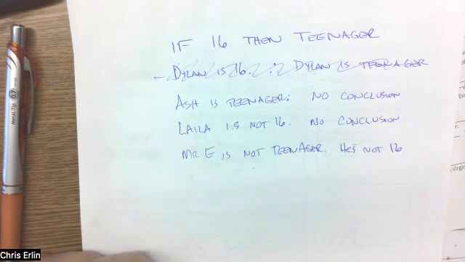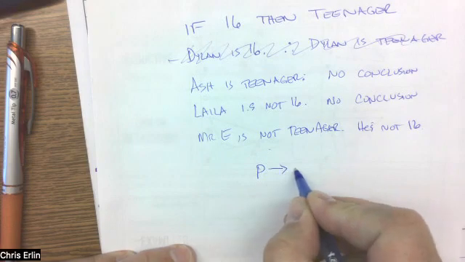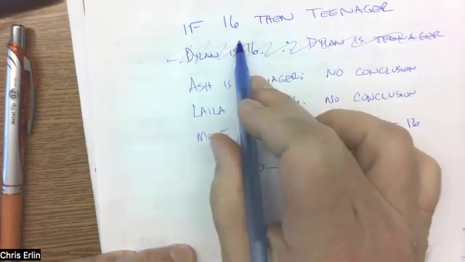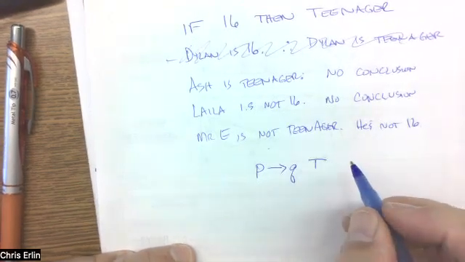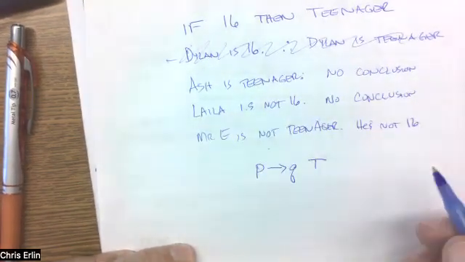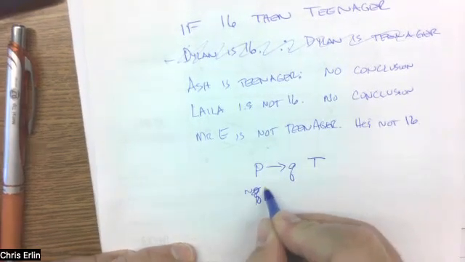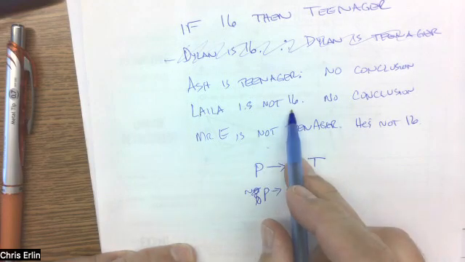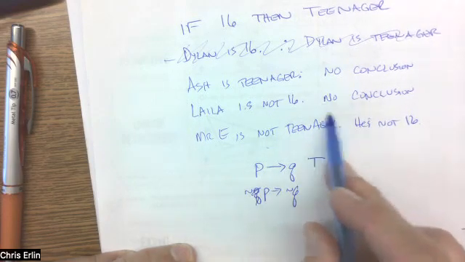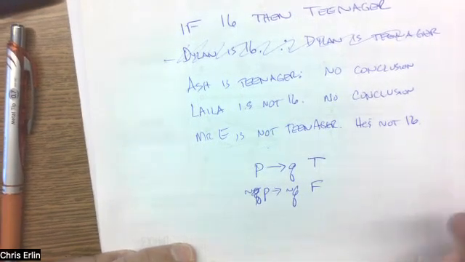Everyone agree with these four examples? So what we just said is that if I've got the original conditional, P implies Q, if 16, then teenager, that's true. In other words, Dylan's 16, he's a teenager. If I take the inverse of it, oops, not P implies not Q, Layla is not 16, we were unable to make a conclusion. This is not necessarily true.